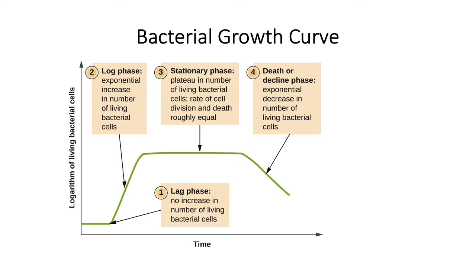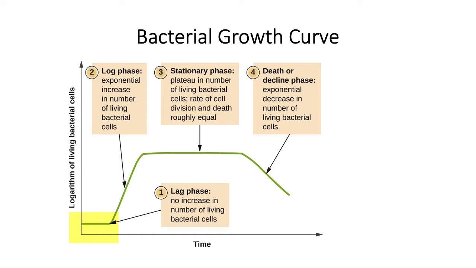So let's say that we inoculate bacteria in a broth, and you want to follow how they grow. In this scenario, where we inoculate bacteria in a broth and leave them alone, you will be able to observe four phases of this growth, which are the lag phase, the log phase, the stationary phase, and the death or decline phase. So what is the lag phase?